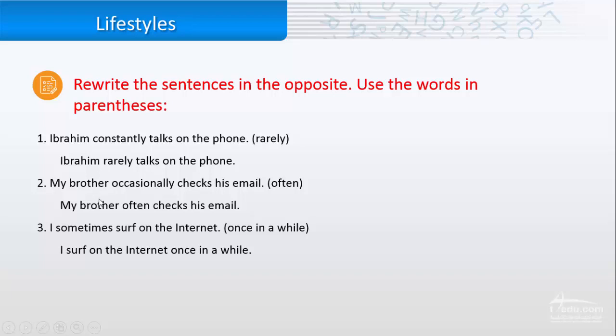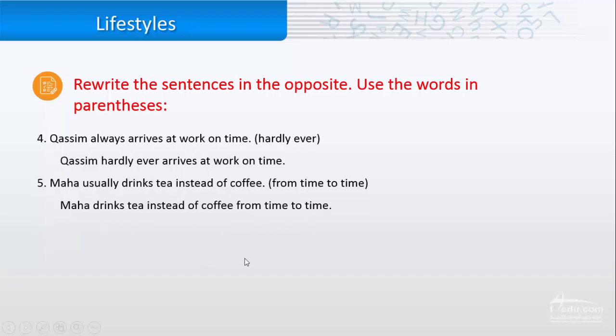Number 2, my brother occasionally checks his email. My brother often checks his email. Number 3, I sometimes surf on the internet. I surf on the internet once in a while. 4, Qasim always arrives at work on time. Qasim hardly ever arrives at work on time. 5, Maha usually drinks tea instead of coffee. Maha drinks tea instead of coffee from time to time.